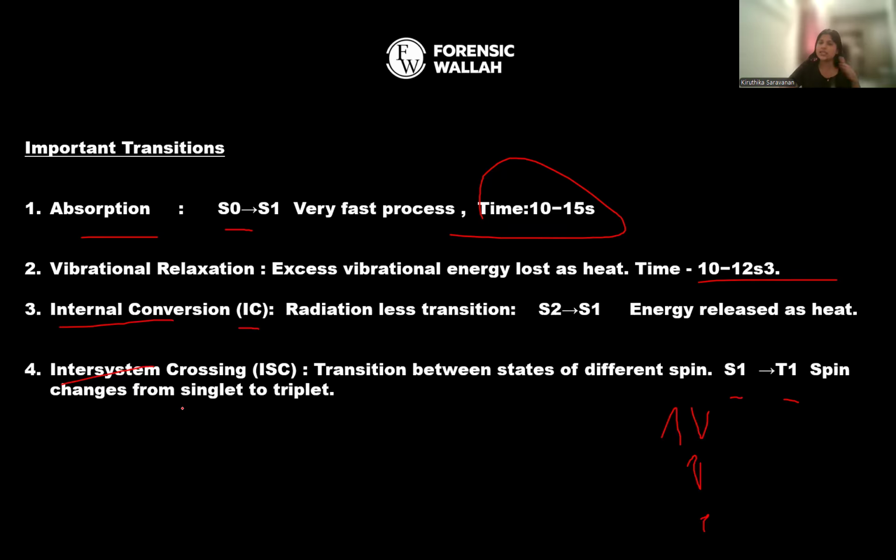So basically there is interconversion as well, and the paired electrons have now become unpaired electrons and the spin has also changed its direction. So that is called inter-system crossing or ISC. So I hope all the important transitions are now clear.